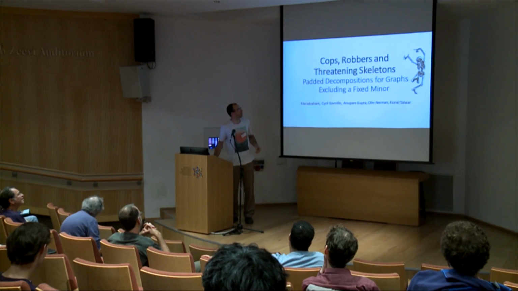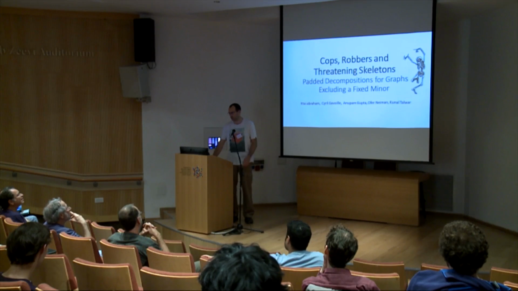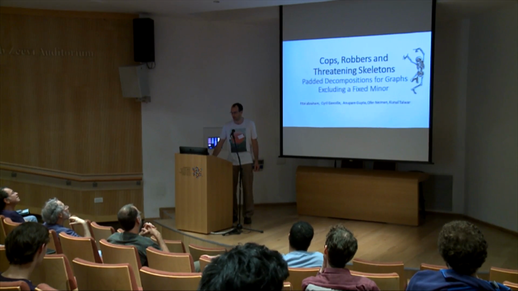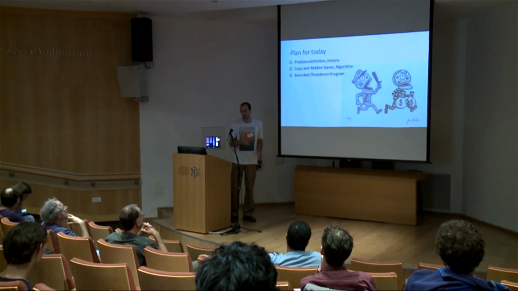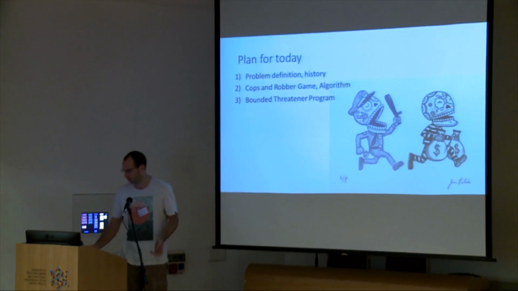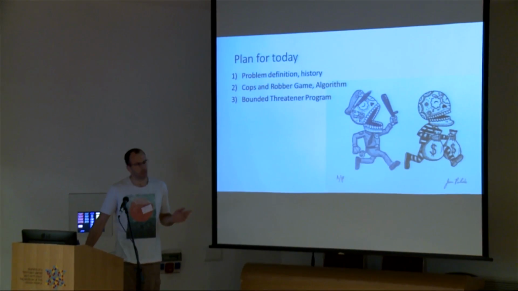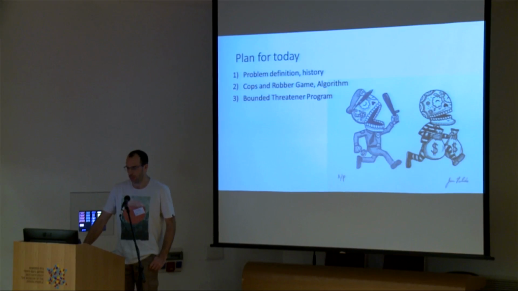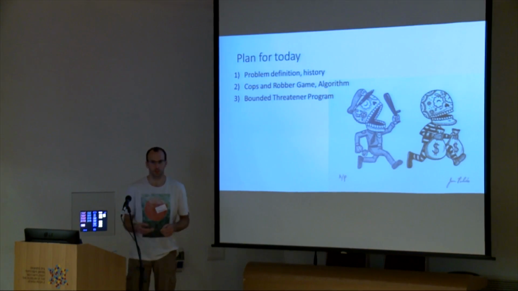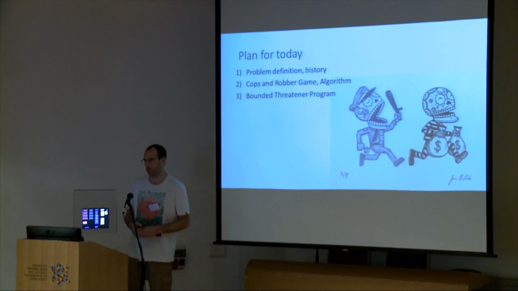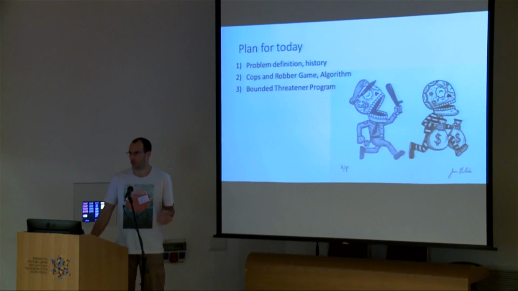I'll talk about padded decomposition for graphs including a fixed minor. And the main title, you will see where it's coming in a second. So I'll talk mainly about the definition of the problem and the basis of the algorithm. I won't have much time, but I'll sketch the elements of the analysis. One thing I do want to show is how we use a seemingly unrelated problem, the cops and robber problem on graphs, to get an algorithm for a completely different problem.